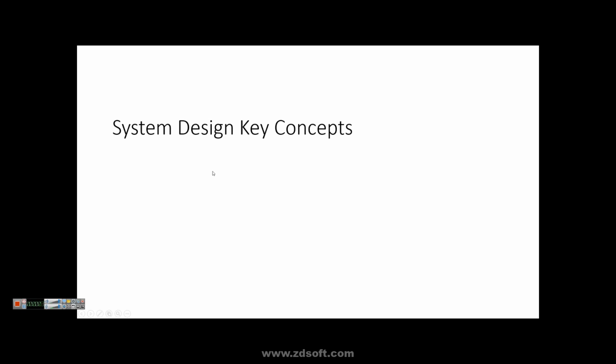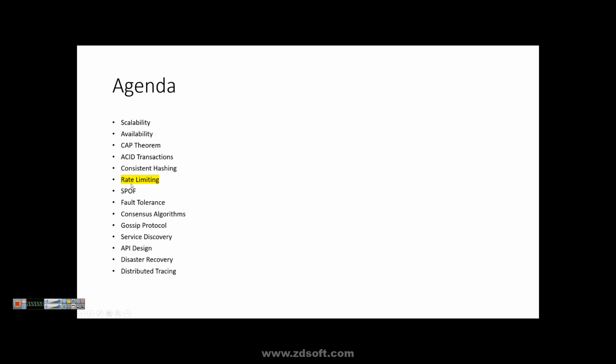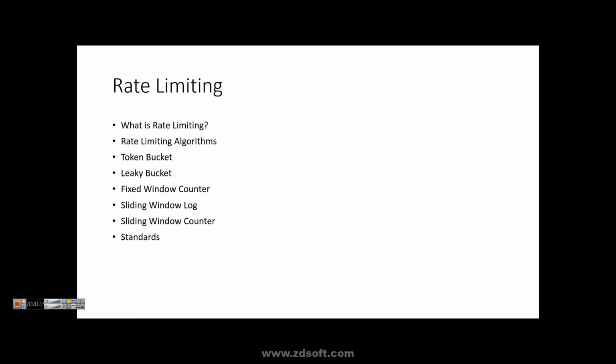Hello everyone, in this video we will be discussing system design key concepts part 6, that is rate limiting. In the prior videos we have discussed scalability, availability, CAP theorem, ACID transactions and consistent hashing. So we will be discussing rate limiting in this video. Firstly we will discuss what is rate limiting, different kinds of rate limiting algorithms like token bucket, leaky bucket, fixed window counter, sliding window log and sliding window counter, and also what are the different standards to follow while doing the rate limiting.